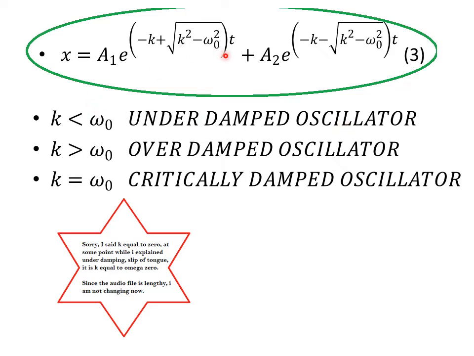Underdamping means k is less than omega 0. So when k is less than omega 0, this quantity within the square root is negative. So you can write it like negative of omega 0 square minus k square, and you take the negative outside the square root, you will be having i. So that term is going to be imaginary, or you'll be having a term like e raised to i some constant, let us say omega 0 square minus k square. We can define it to be a new frequency omega. So we'll be having a term like e raised to i omega t.